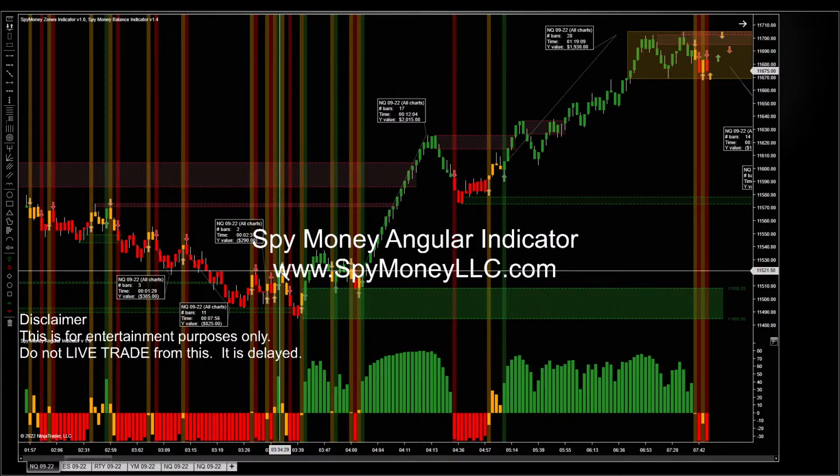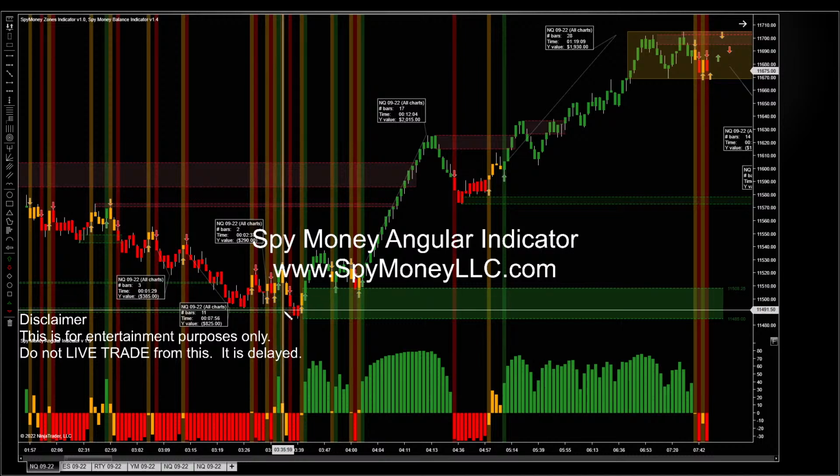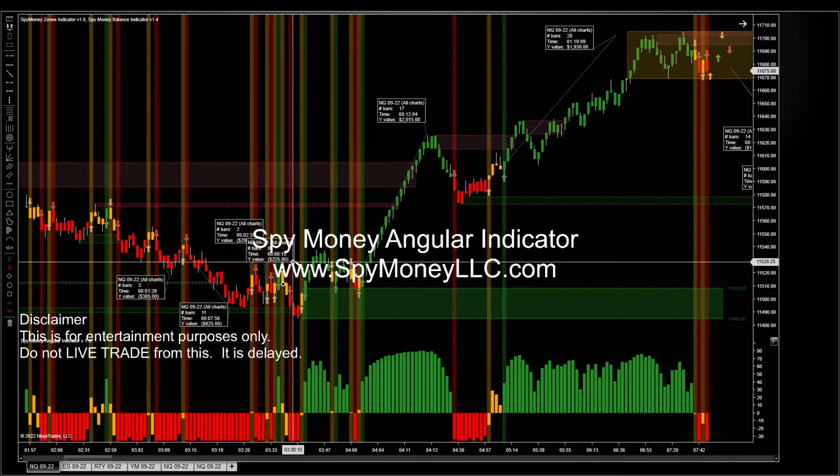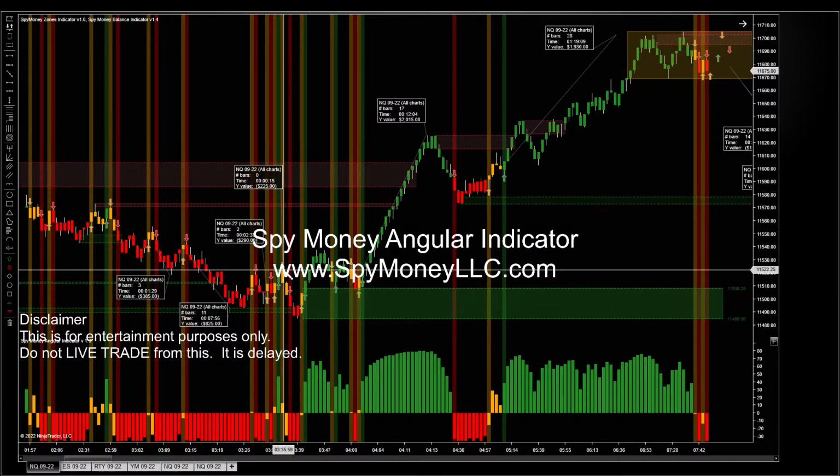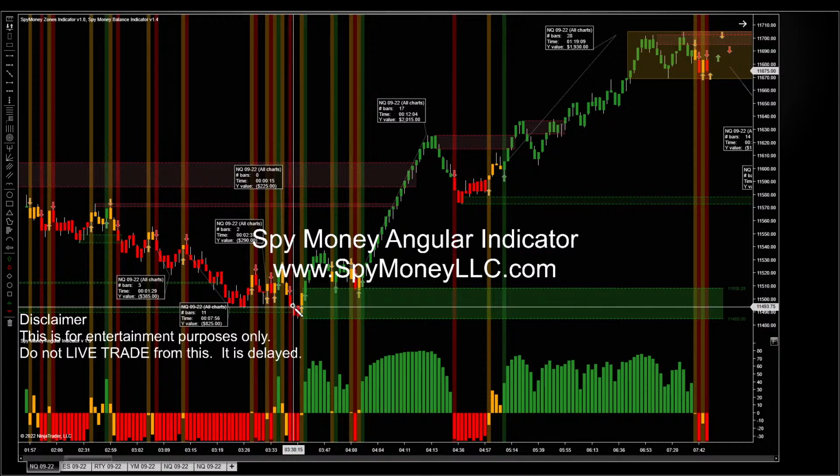This would have been a good trade in my opinion. This one where it failed, I would have entered right here and I would have lost money on that. So that one would have been a loser. This one right here where it pulled back, I would be looking to go ahead and go short.